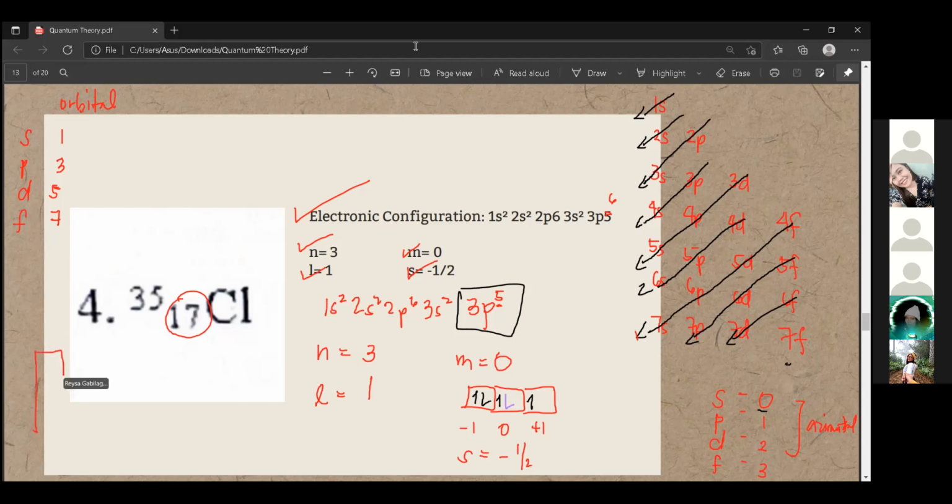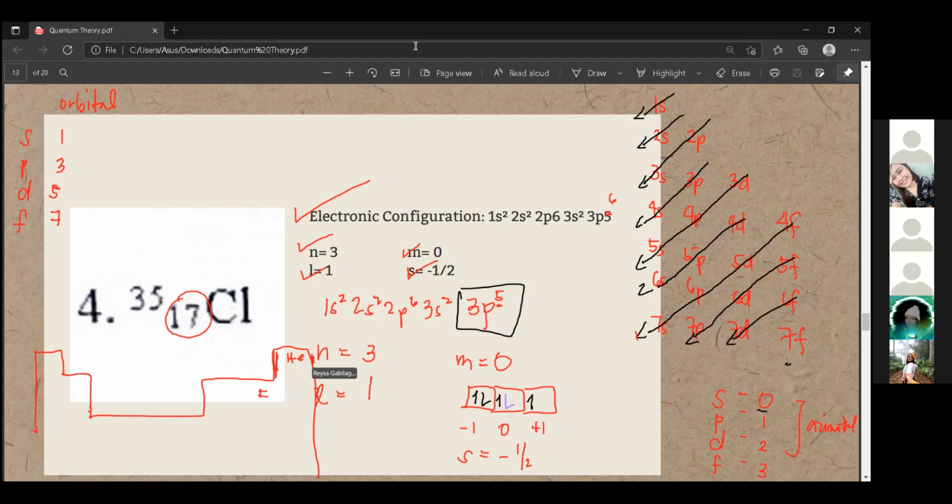And if you locate chlorine in the periodic table, chlorine belongs to the 3rd period. So if you have helium and then, wait, and then you have fluorine here. This is the 2nd one. This is the 1st energy level.